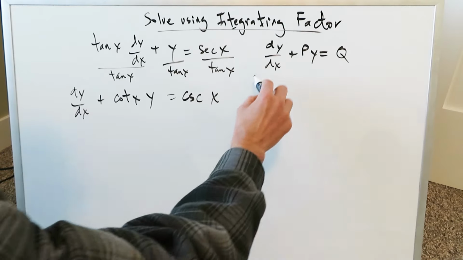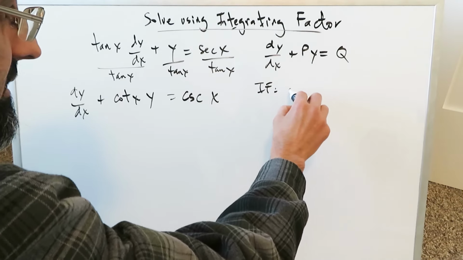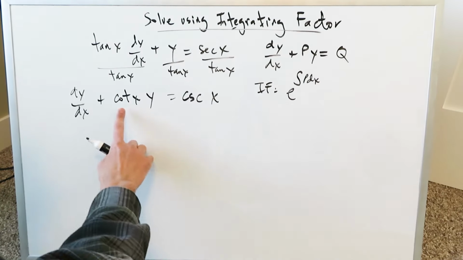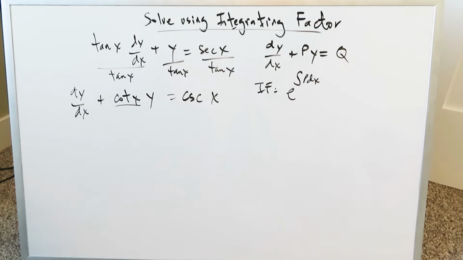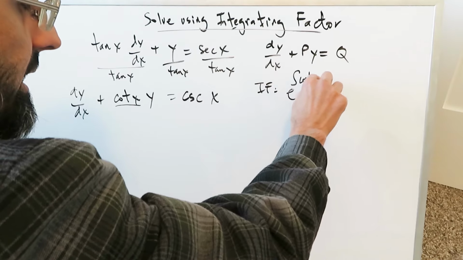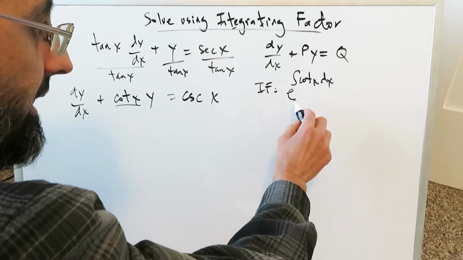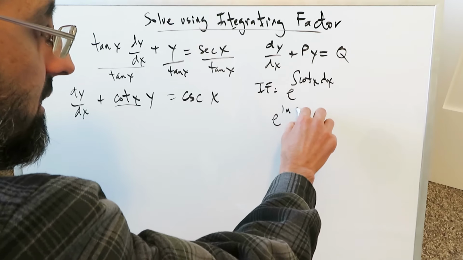Now we have to find the integration factor. The integration factor is always determined from e to the integral of p dx. But what exactly is p? P is this, cotan x. So e to the integral of cotan x dx. What is the antiderivative of cotan x? Well, isn't it natural log of sine x?